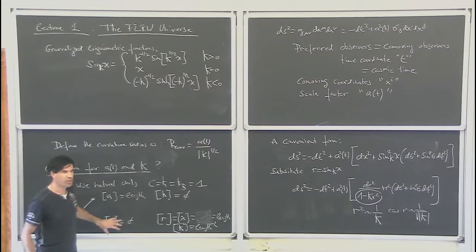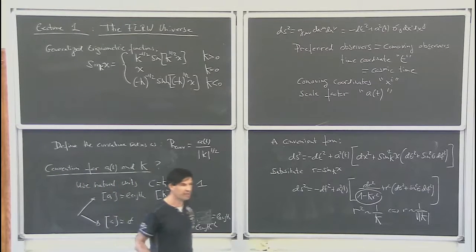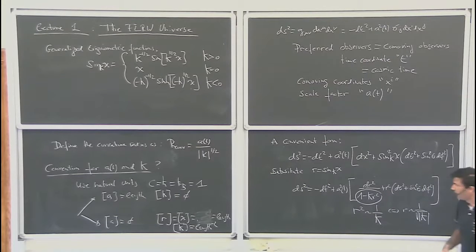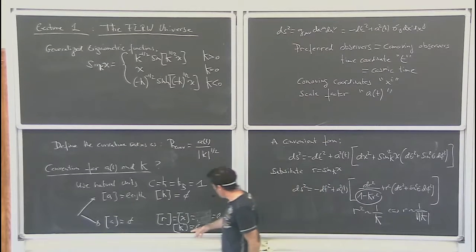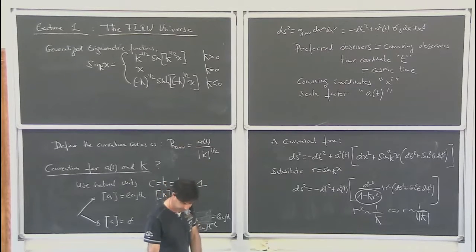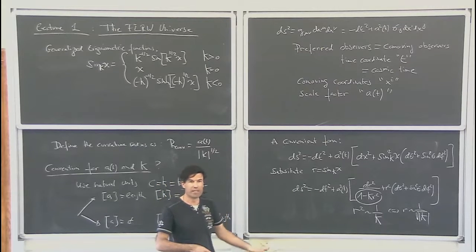the scale factor which has no units. You can normalize it to unity today. So if you have an expanding universe, it will be always smaller than unity in the past. Okay. And then the curvature K goes like 1 over the length squared. Okay. But K can basically have any value, I mean, negative or positive.